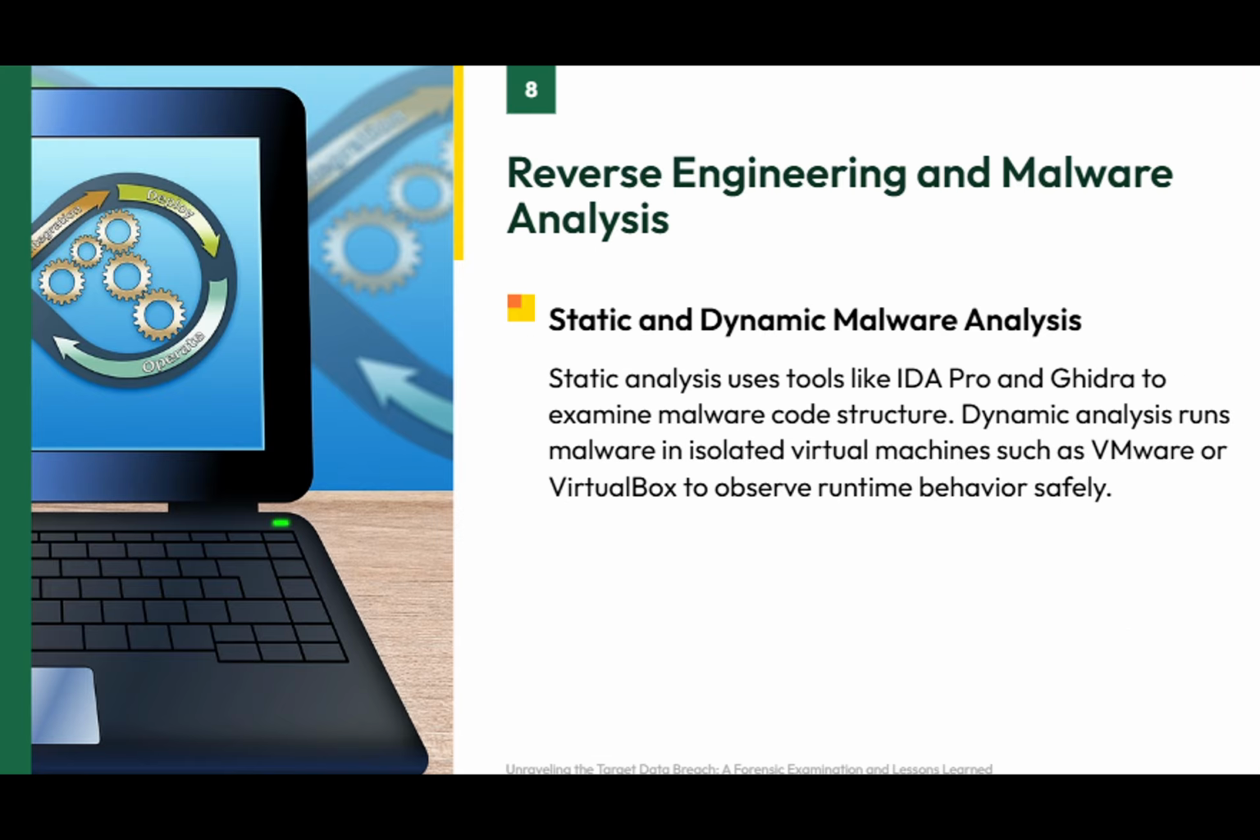In slide number 8, we're going to talk about reverse engineering and malware analysis. There are two types of reverse engineering. One type is static, another one is dynamic. The static analysis uses tools like IDA Pro and Ghidra to examine malware code structure. And the dynamic analysis runs malware in isolated virtual machines such as VMware or VirtualBox.